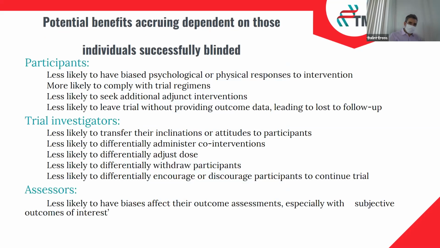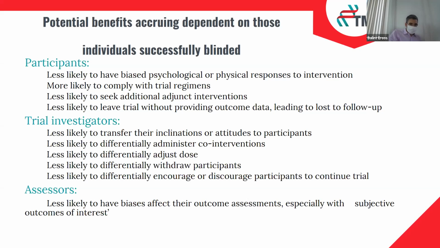Potential benefit accruing depends on those individuals being successfully blinded. Participants are less likely to have biased psychological or physical responses to the intervention if they don't know what they are getting. Participants are more likely to comply with the trial regimen if they don't know what they are taking, whether it's a placebo or the actual experimental drug. They are less likely to seek additional adjunct intervention. They are less likely to leave the trial without providing outcome data, because if it's unblinded and you know that you're on a placebo, you will be more prone to leave the trial prematurely, leading to loss to follow-up.